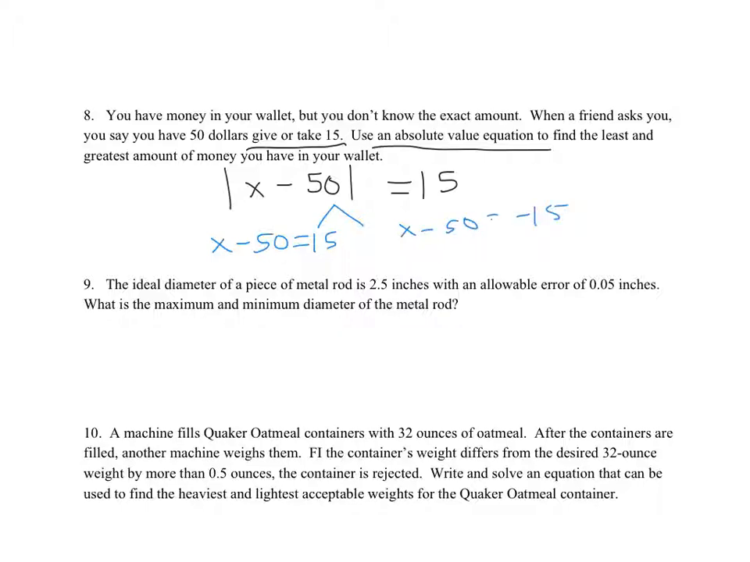negative 15. So if I solve for x, I have x could be $65, or x could be $35. So that's the least and the greatest amount that I have in my wallet.